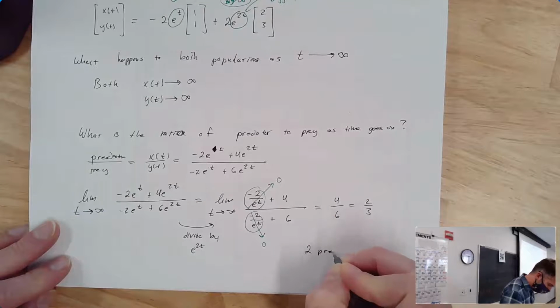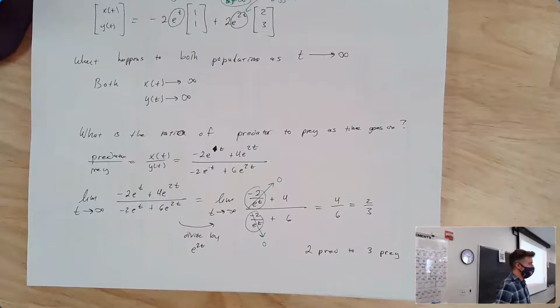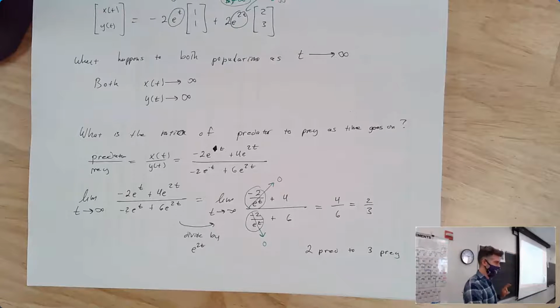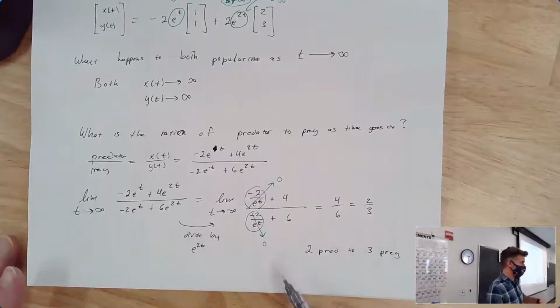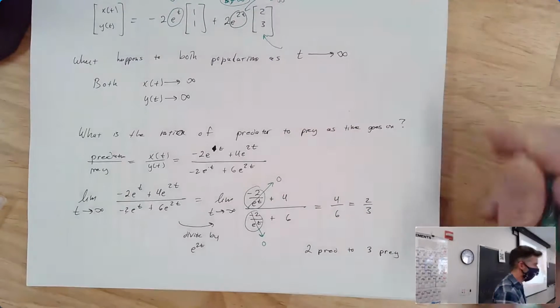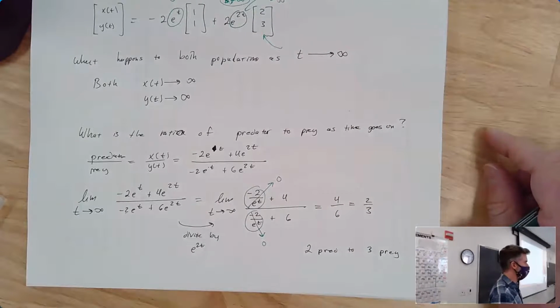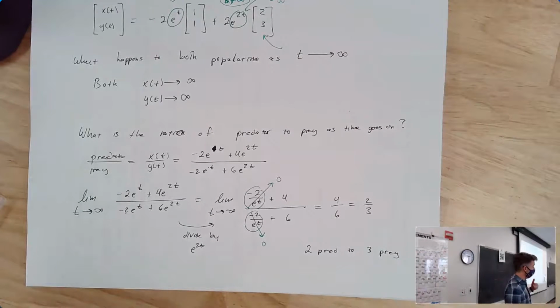or as I might say, 2 predators to 3 prey, which is exactly always the ratio of the components of the vector with the larger eigenvalue. The larger positive eigenvalue. If they're both negative, this doesn't work. But if at least one of your eigenvalues is positive, the ratio as time goes on of the top thing to the bottom thing is literally just the top eigenvector value to the bottom eigenvector value. So if this had been a different vector, like 5, 6, our ratio would have been 5 predator to 6 prey.